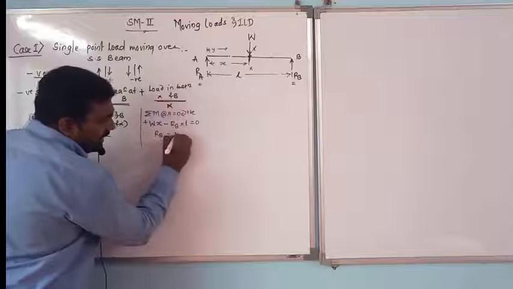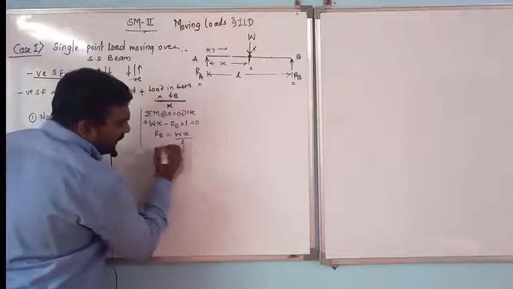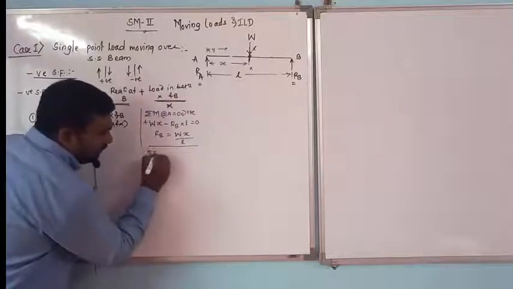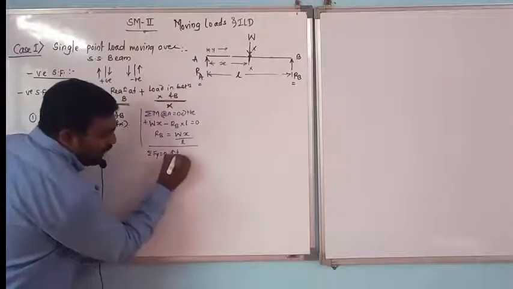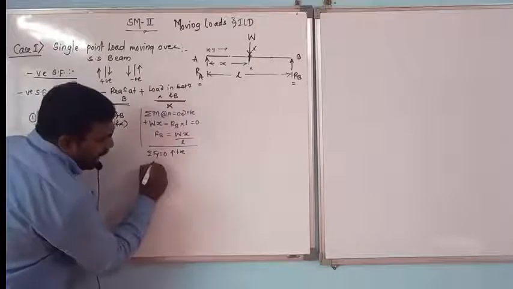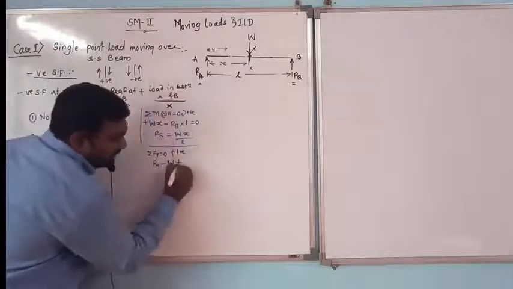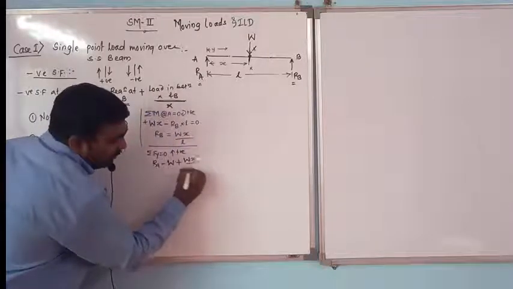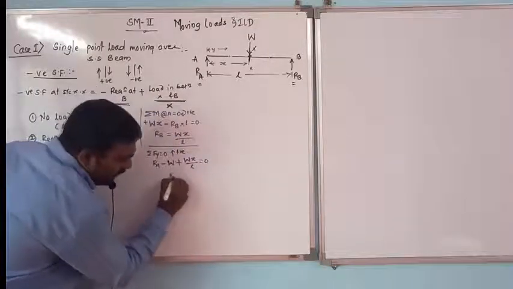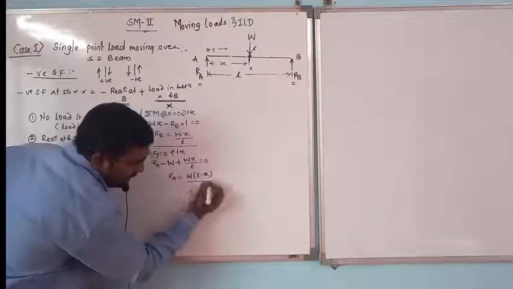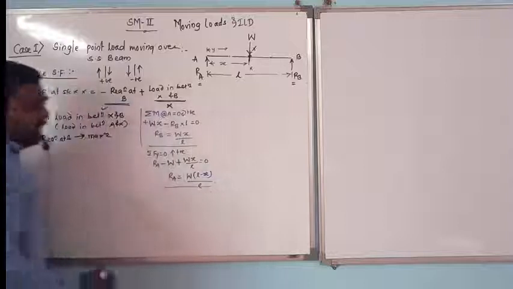Hence, I will get here RB as Wx by L. Next, summation of Fy is equal to 0. Upward I will take as positive. RA is moving in the upward direction, W is moving in the downward direction, plus RB, which is Wx by L, is equal to 0. If I simplify this, I will get here W(L minus x) divided by L. This is your RA and RB.